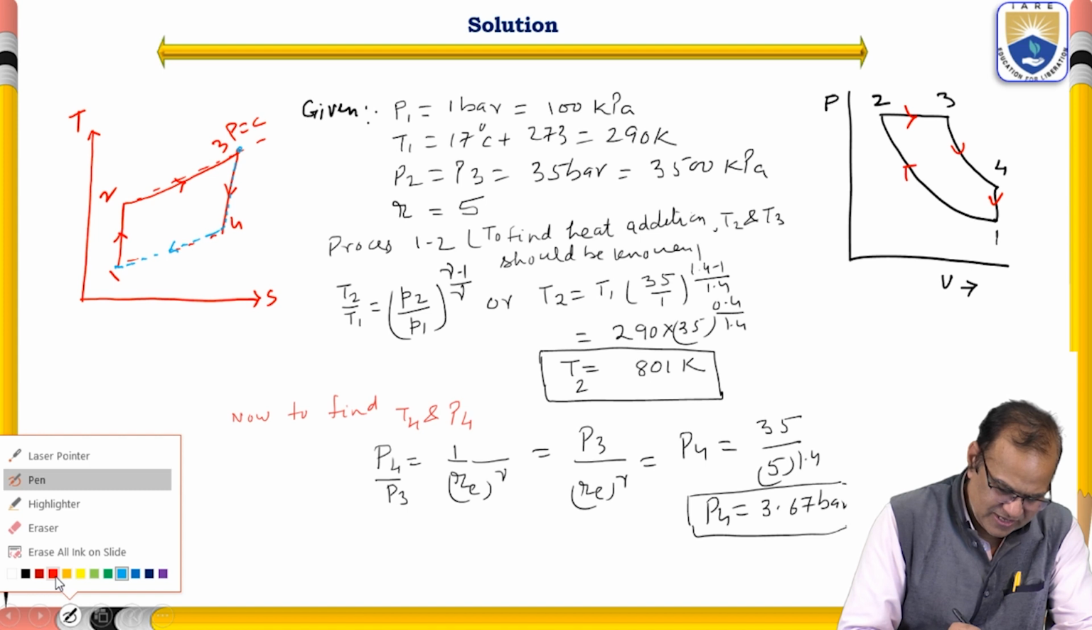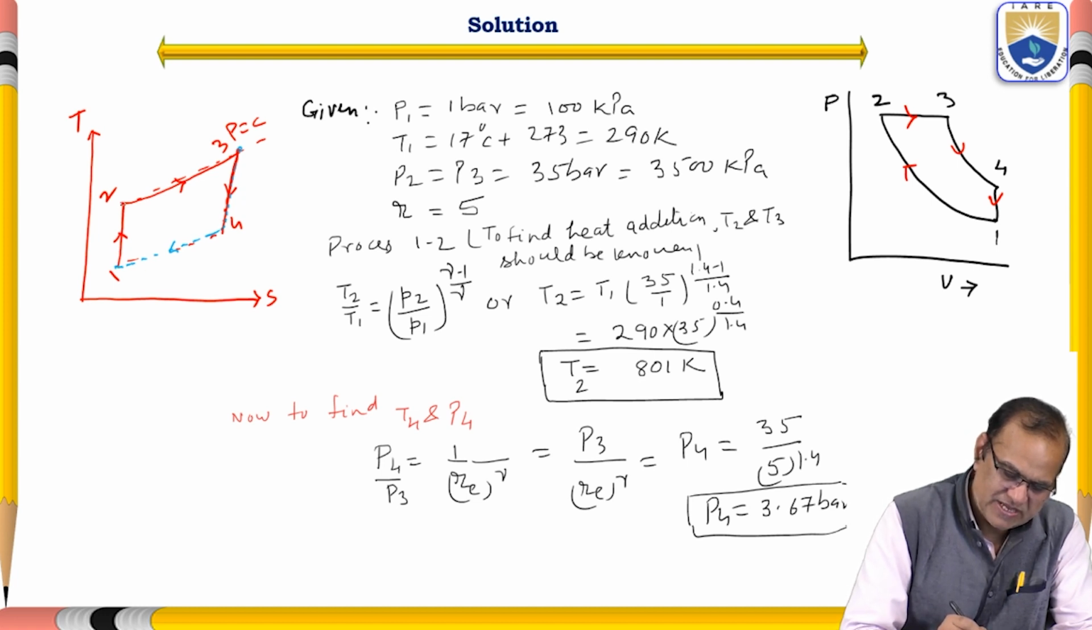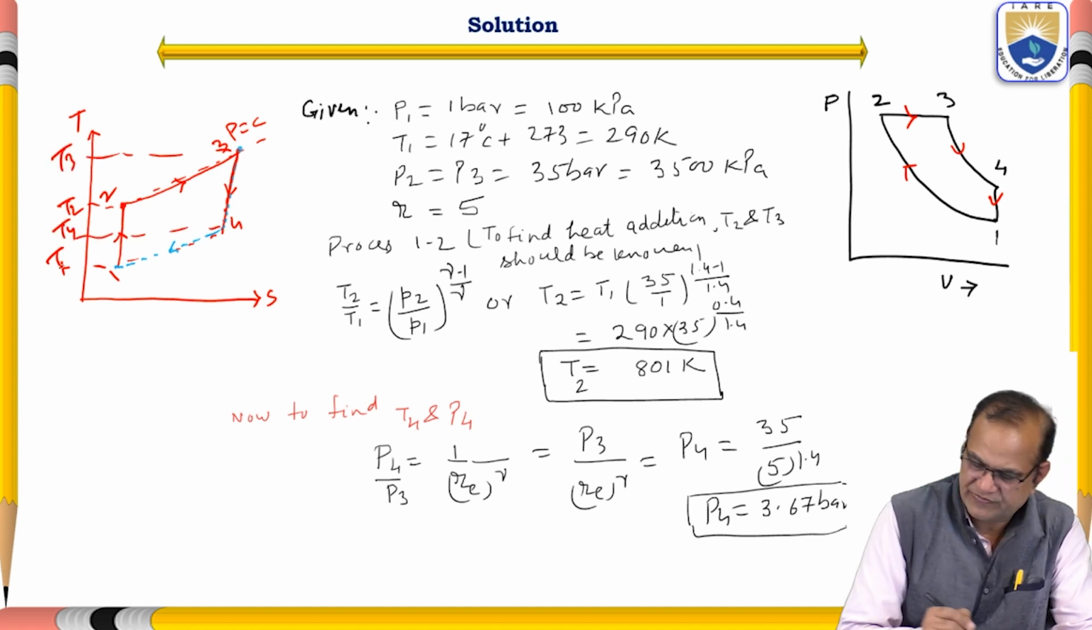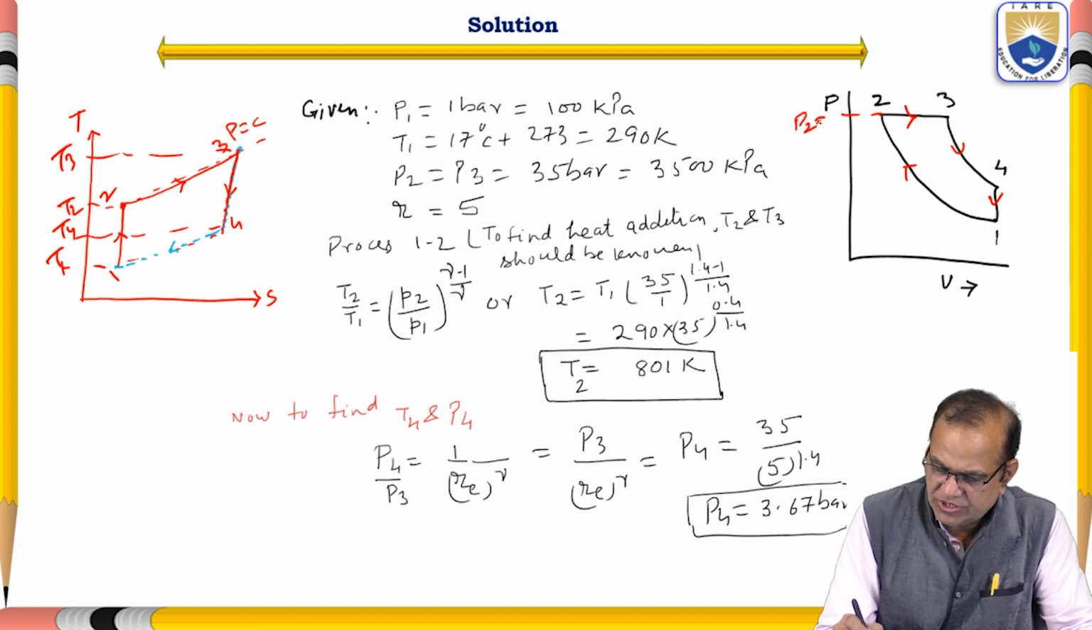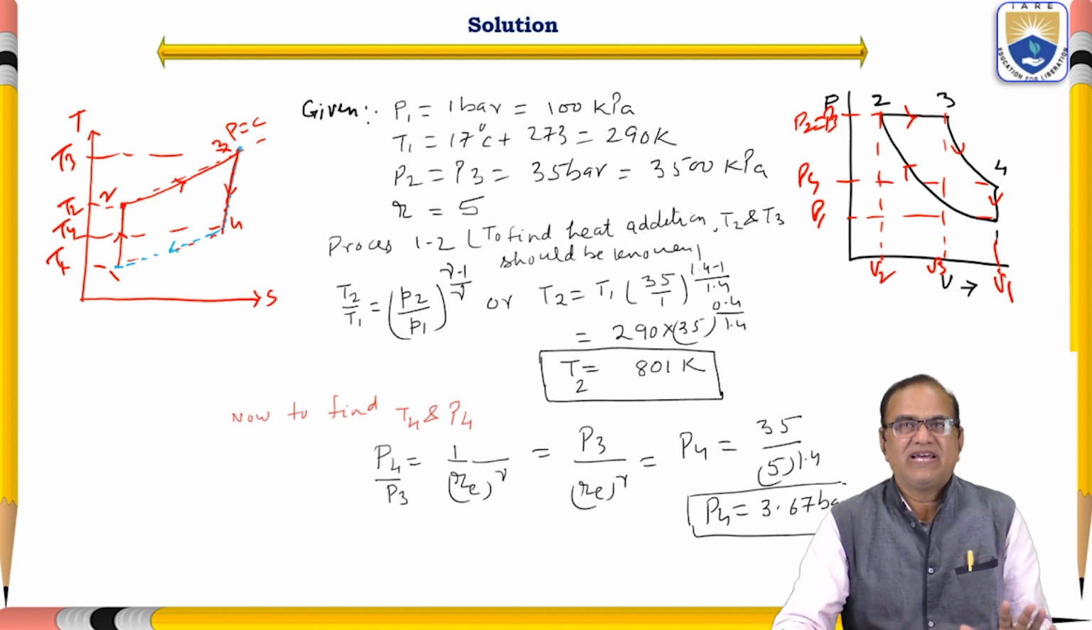So I will make some color. Here it is hot, pressure and temperature. The temperature is T2. This is the T1. This is the T3, and this is the T4. If you see here, P2 is equal to P3. This is the P1 and this is the P4. Here if you see, this is the V2, this is the V3 and this is the V1. So here I have shown the pressure, volume and the temperature.